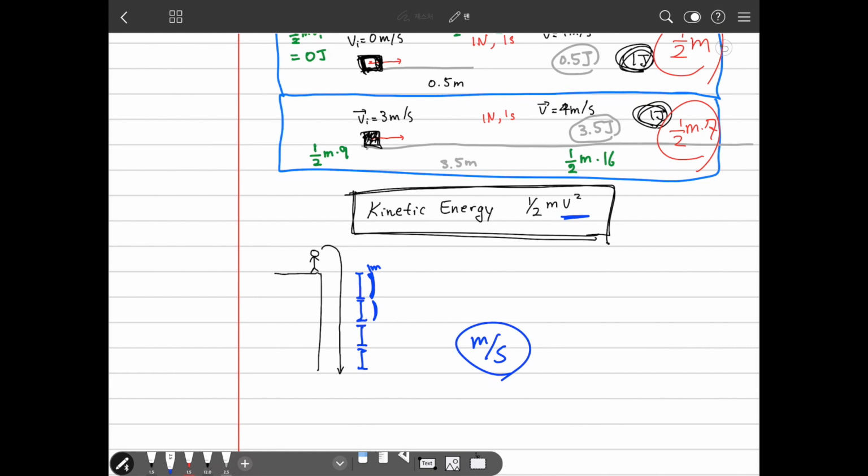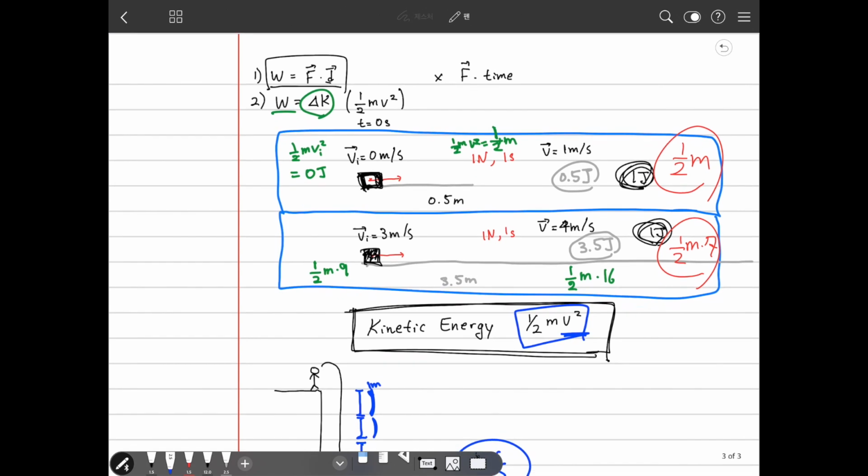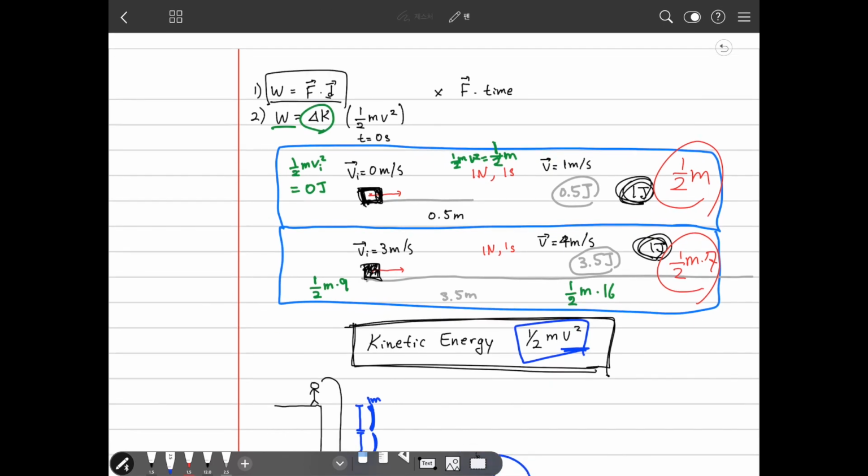So as the velocity gets bigger, the change in velocity must be of bigger importance. So kinetic energy is 1/2 mv squared. And this all leads back to the fact that when you go more distance, you have done bigger work. All right, so that's it.